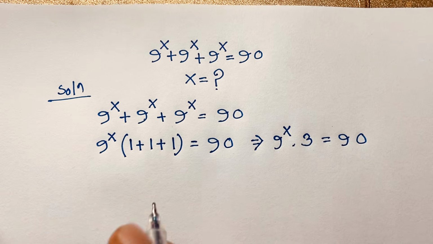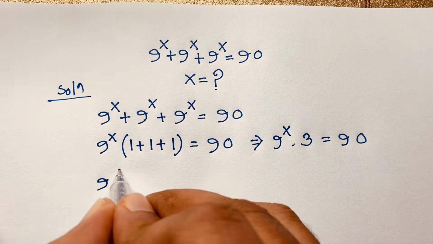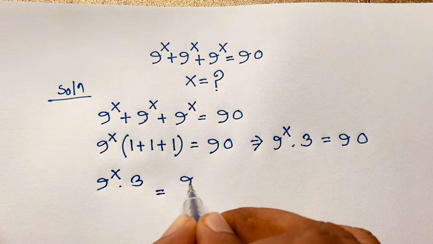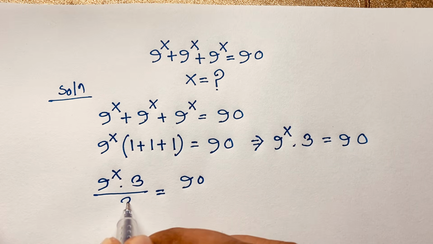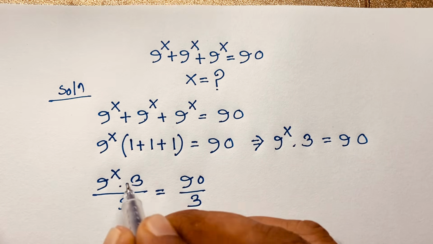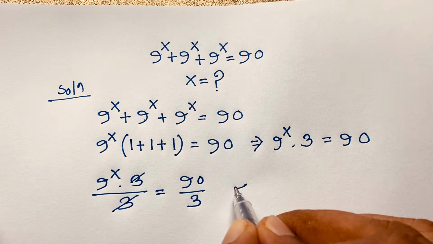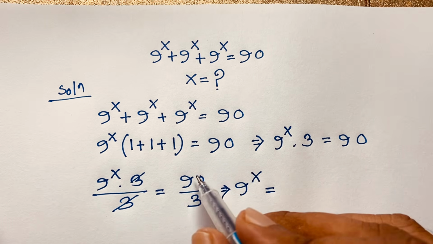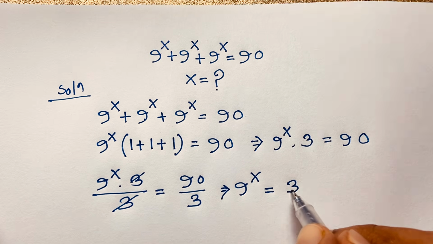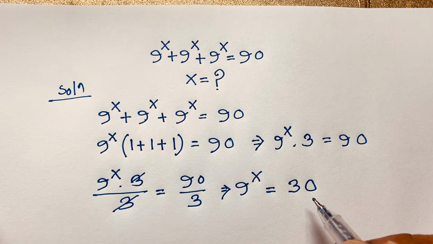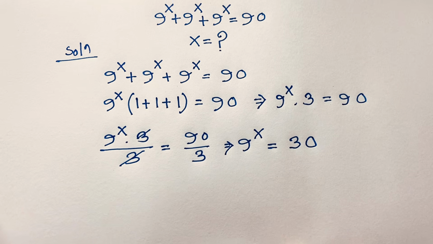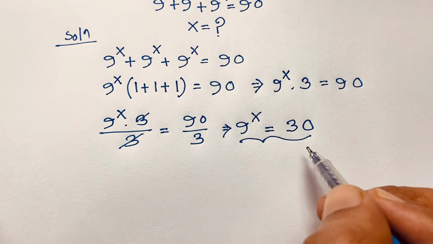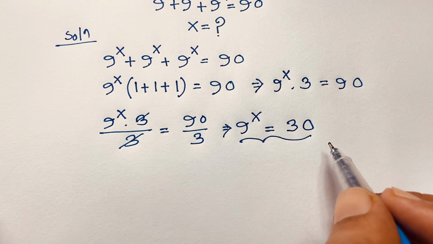Now I divide both sides by 3. So this is 9 to the power x times 3 is equal to 90. Then I divide both sides by 3, so these threes cancel out. This is 9 to the power x is equal to 90 divided by 3, this is 30. So we find a nice exponential equation, which is 9 to the power x is equal to 30. Now at this moment I take the natural log of both sides.